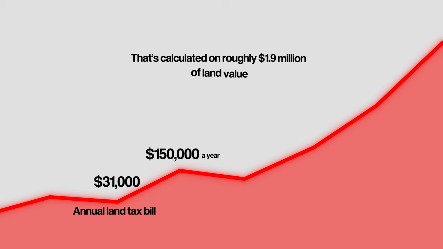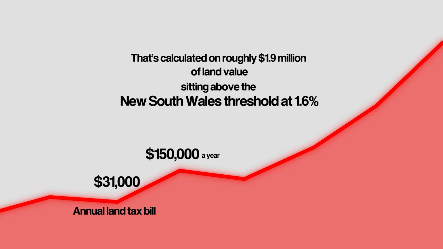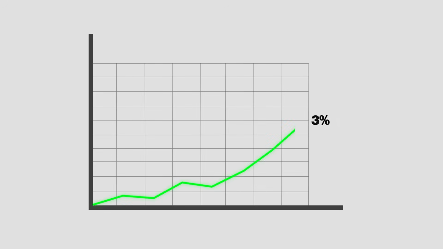That's calculated on roughly $1.9 million of land value sitting above the New South Wales threshold at 1.6%. Gone before a single property expense is being paid, before a single mortgage repayment, and before a single property manager has taken their cut. That takes a gross yield of 3% and quietly knocks it down to 2.4% overnight. And the thing is, most investors do not see it coming until the notice arrives in the mail.